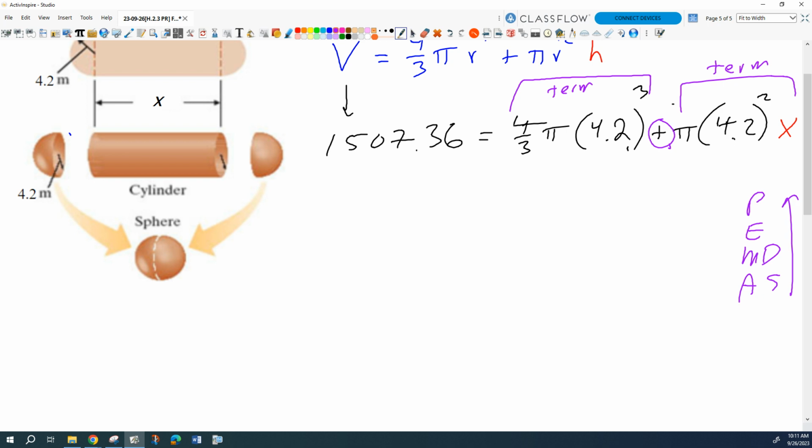It's not like we have to do anything really fancy here. Could we go through and multiply both sides by 3? Yeah, we could. It's fine. But I'm going to skip that step because I know I can just type in 4/3 on my calculator, okay? So what do we end up with then? Well, we get what we already had on the left side, which is 1507.36 minus that whole term, 4/3 pi times 4.2 cubed, equals that term, the term that contains the x.